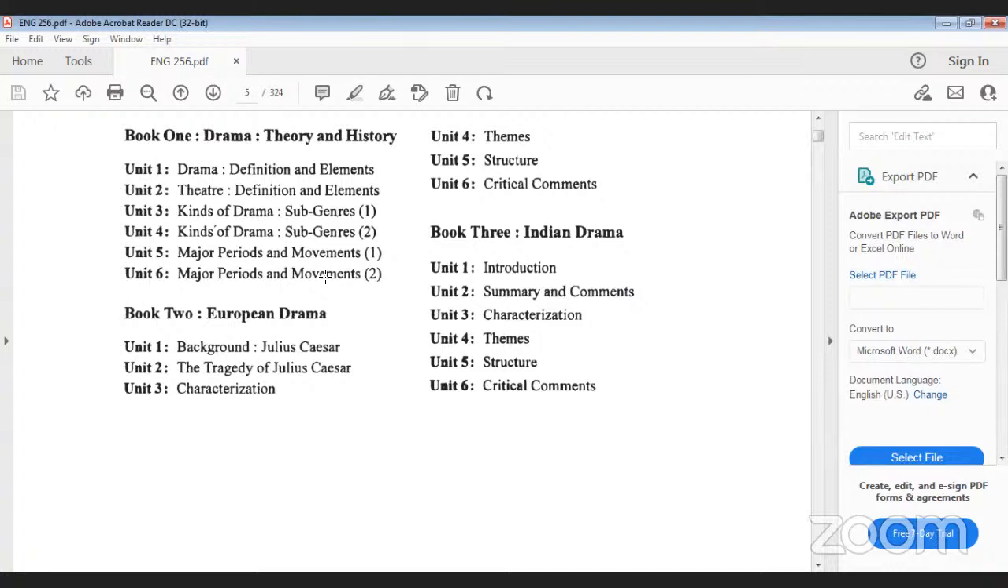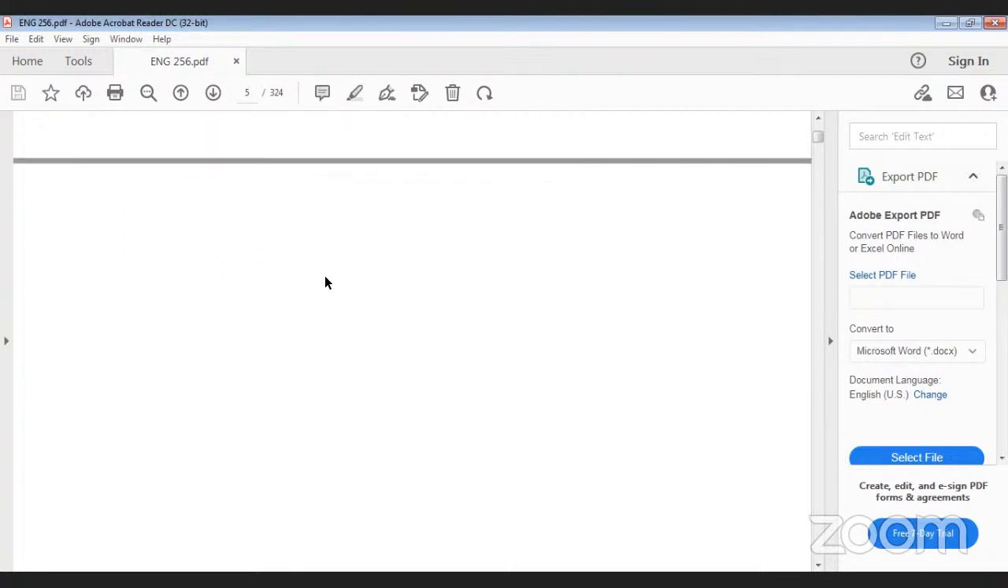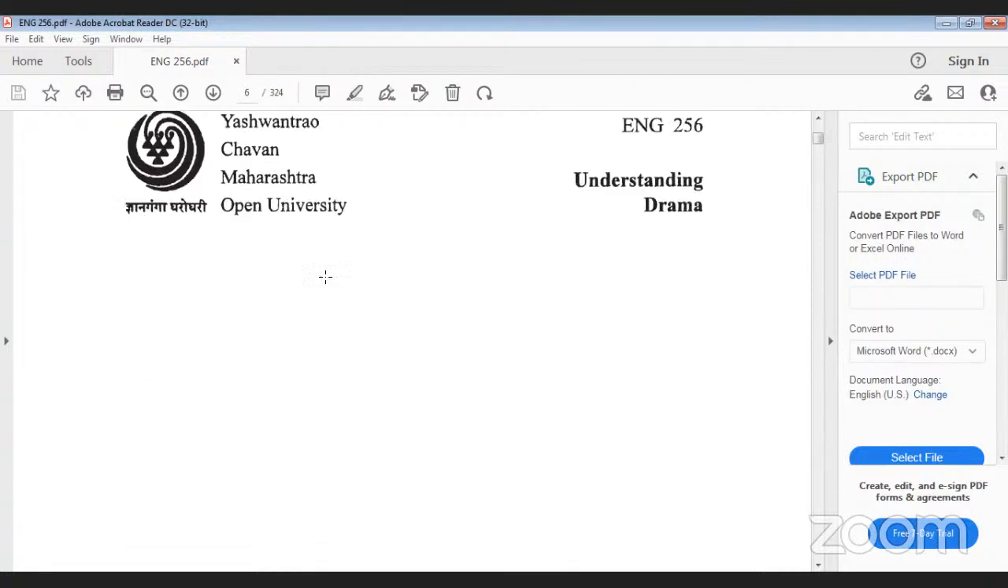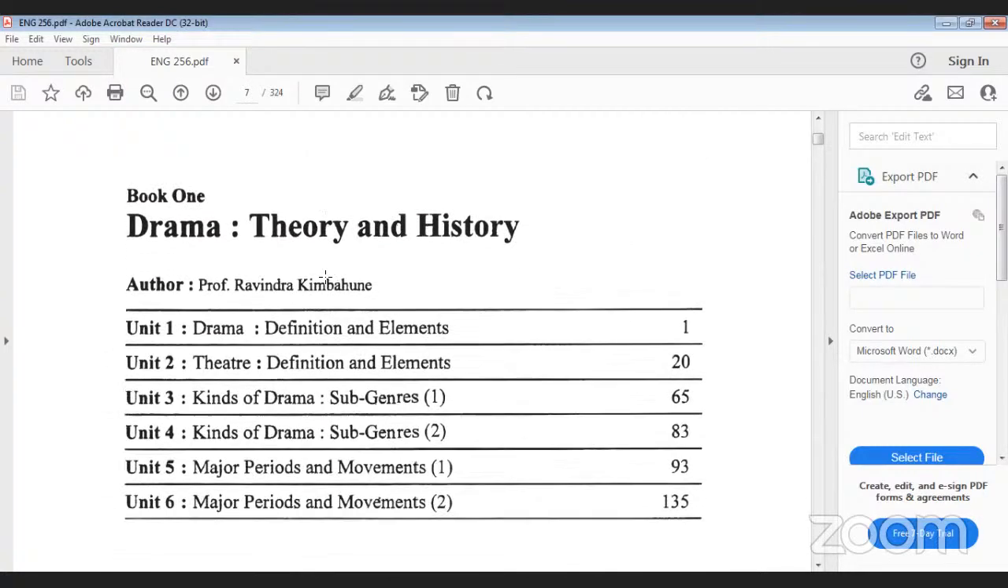In this we will look at theaters, kinds of theaters, and how drama was introduced. While learning, we will try to start the drama. Theory and history of drama, book 1.